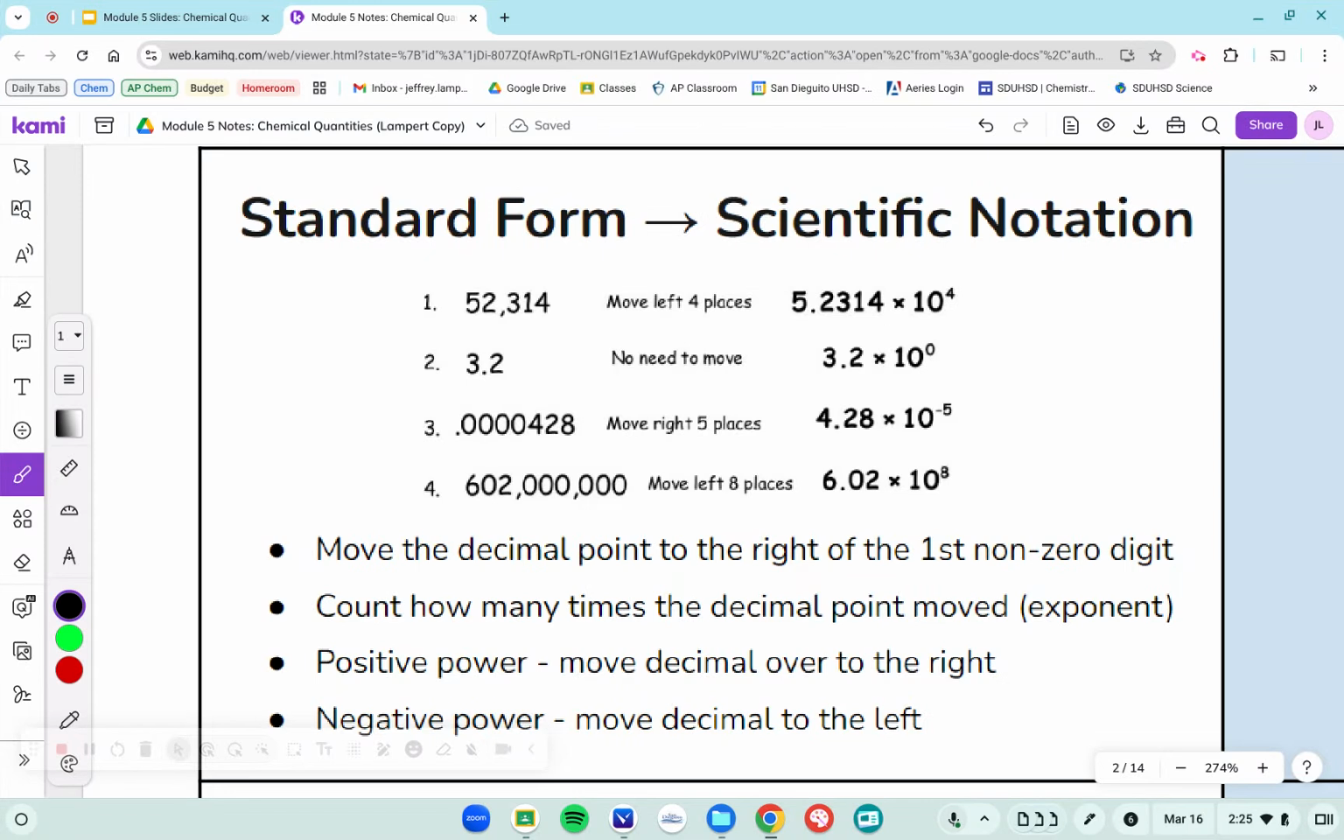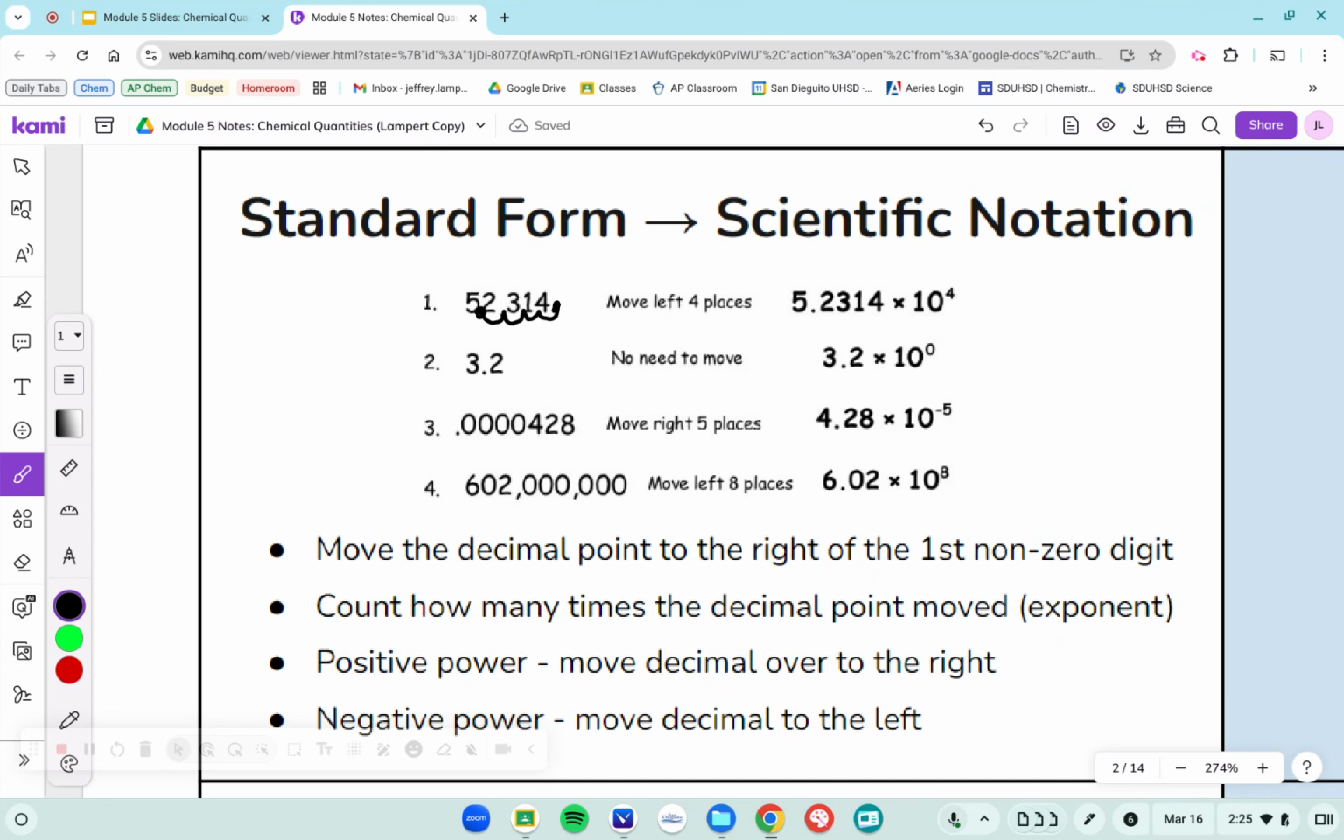All right? So for example, here we had to move our decimal place from behind the 4 over here 1, 2, 3, 4 places. So since we had to move it 4 places, then we would have 5.2314 times 10 to the 4th. Questions here?